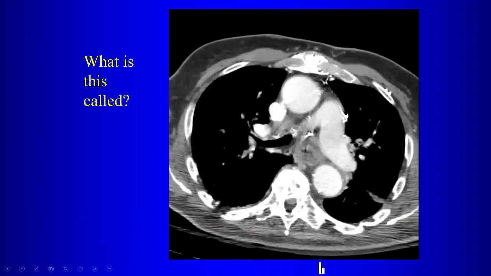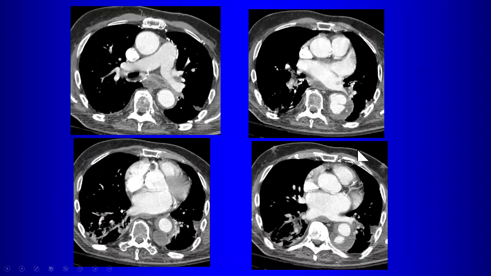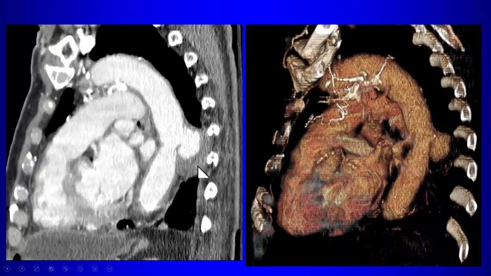Yeah, it's kind of a pseudoaneurysm. So that's intramural hematoma, right? And there's a part of the aorta sticking out here. See that? So this part of the aorta is sticking out, and then we have intramural hematoma surrounding that area, okay? So what is this called? This is the penetrating aortic ulcer, okay?